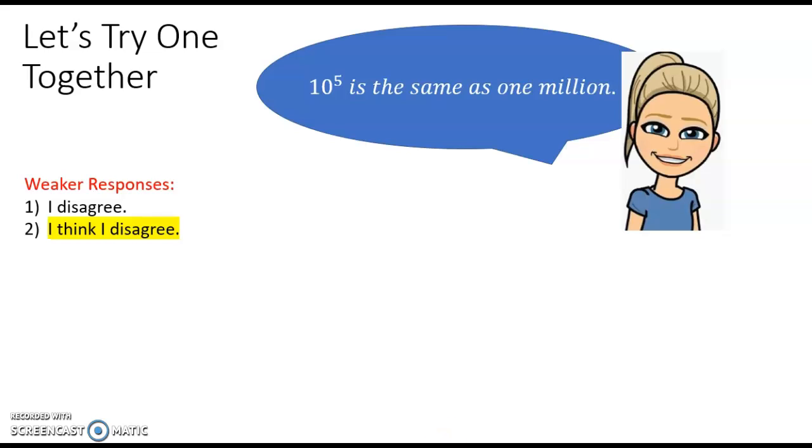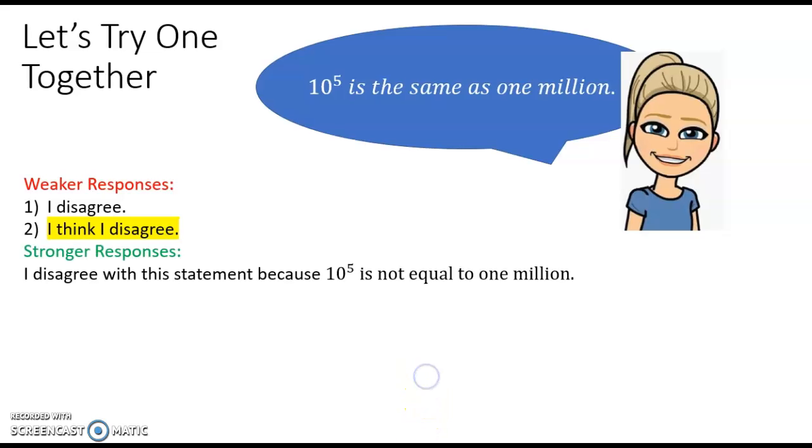Another one would say, I think I disagree. Remember, when we use the words I think, it makes you sound like you're unsure of what you're about to tell us. So just be very direct and say, I disagree, or I know I disagree. Makes it sound more powerful. Let's look at some 4th grade statements. So a 4th grade justification might sound like this. I disagree with this statement because 10 to the 5th power is not equal to 1,000,000.